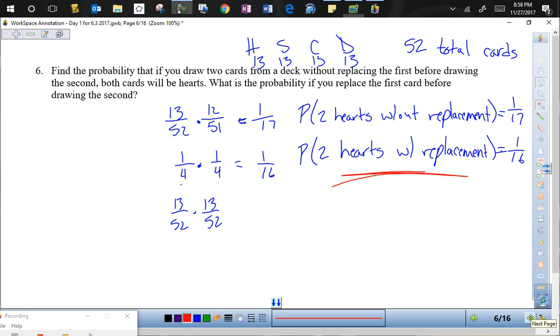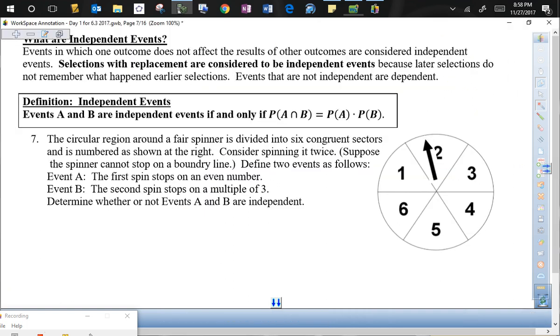Okay, so that's the basics of the multiplication counting principle. Next, we're going to talk about independent events. In order for events to be independent, the outcomes should not affect each other. So let's read this definition here. It says events in which one outcome does not affect the results of the other outcomes are considered independent events.